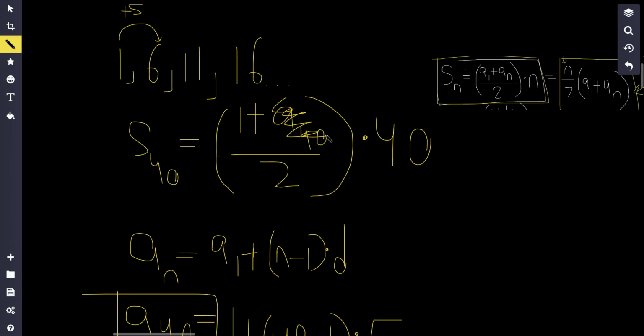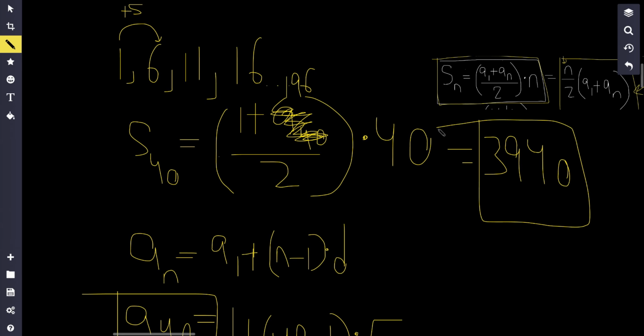And using that information, I can plug it into this formula. So it's going to be 1 plus 196 divided by 2, and then it's going to be times 40. So this is going to be equal to 3,940. And that is going to be our answer.